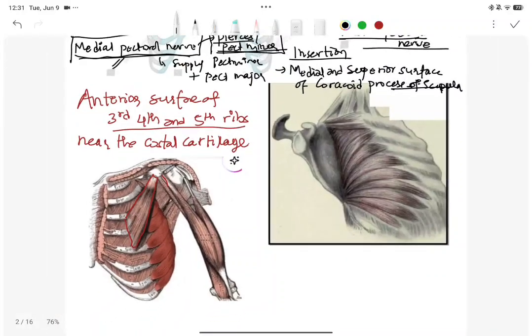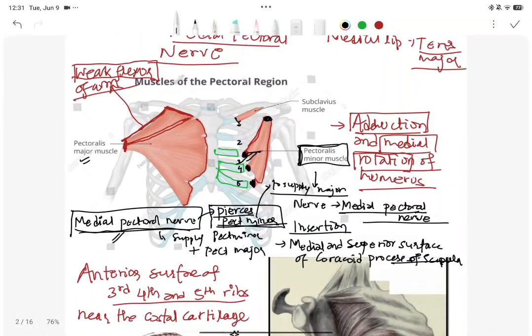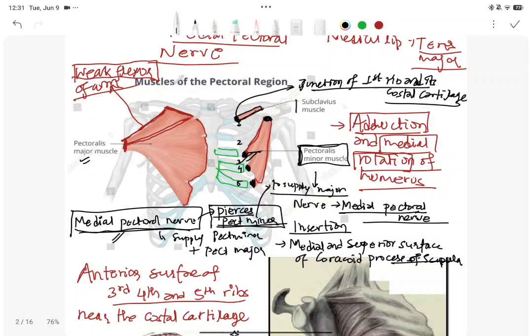And there is another muscle, this visible muscle. There is the subclavius muscle, which originates from the junction of the first rib and its costal cartilage. It is inserted into the subclavian groove. So there is the subclavian groove where the insertion of the subclavius occurs.